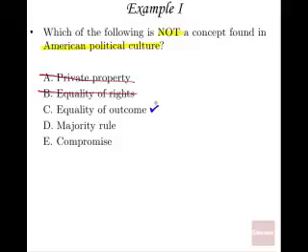That's part of American political culture, that some people are going to be richer than others. Majority rule, yes, that is something that we find. Compromise, again, in today's political climate, you might argue that there's no compromise. Tea Party Republicans want this, liberal Democrats want that. But there's a system that allows for compromise, a presidential system of government. So the correct answer is equality of outcome. That is not something that's part of American political culture.